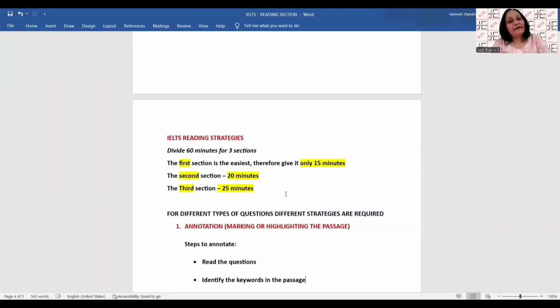Now I'll post my next video on the different types of questions that come in the exam, like true and false. Then there's matching, sentence completion, sentence endings. There are many more. And different strategies for different question types work. So I'll be discussing all those in my next video.